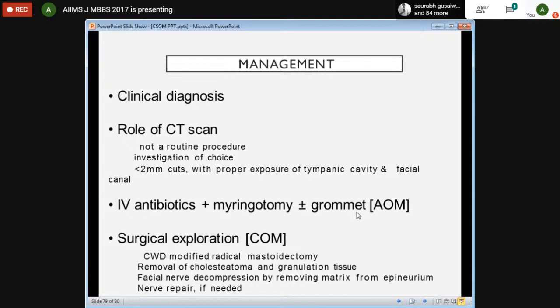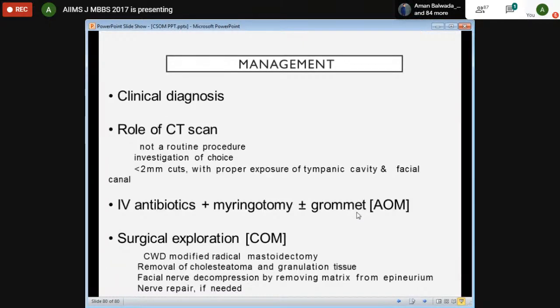Canal wall down modified radical mastoidectomy. We'll discuss the mastoidectomy details in another class. We take out all the disease. We give time to heal, and the facial nerve almost 100% of the time returns to the normal position. But the only thing is time, and we need to do it as early as possible.